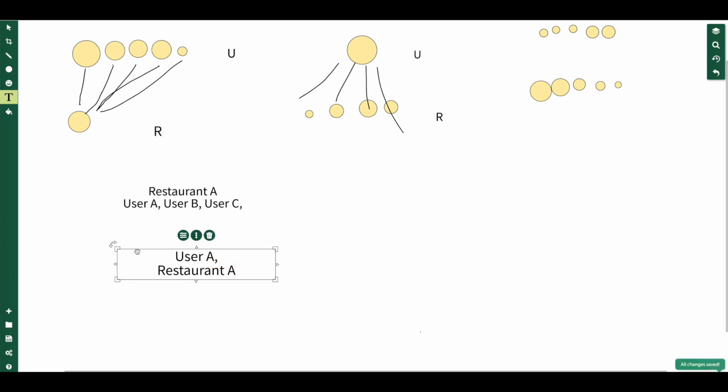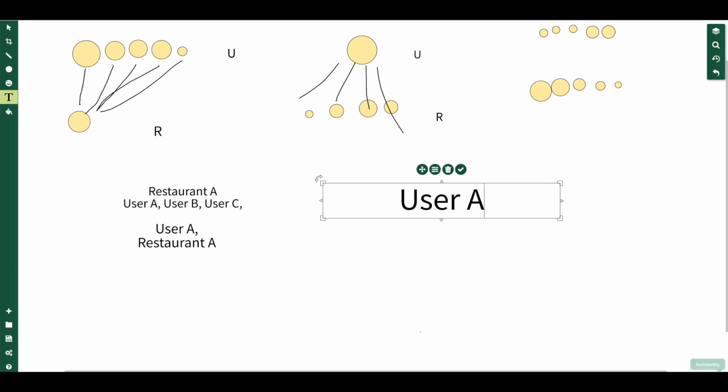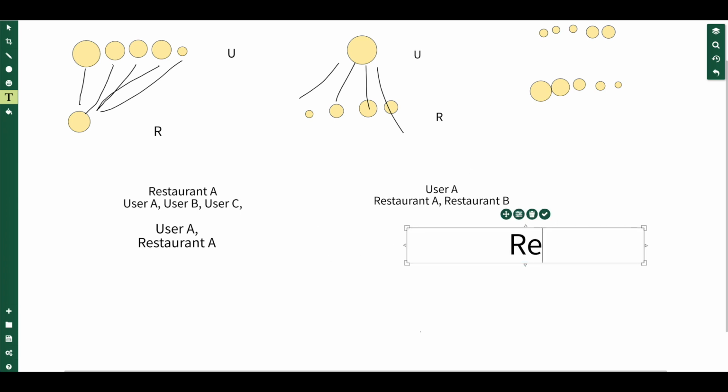The other structure will be exactly the opposite. In the other structure, we will have user A in the database, and then we have restaurant A, restaurant B, and so on. If we take a look at restaurant A, for example, restaurant A will only have one user assigned to it, and this will be user A. Hope that makes sense already.